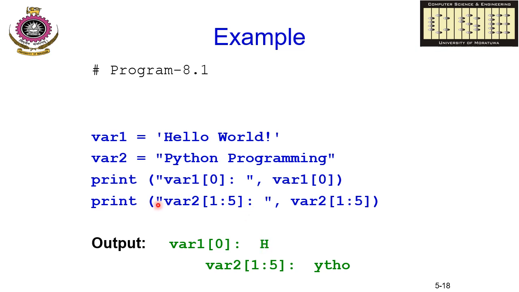And then in the second print statement we are accessing var2, but this is a slicing operation. Start from index 1 and end at index 5, but do not include index 5. So start at index 1, this is index 1, y, then 1, 2, 3, 4, but don't include index 5. That means you will get YTHO out of this var2 string variable. That example shows you how to access and slice strings and get output.